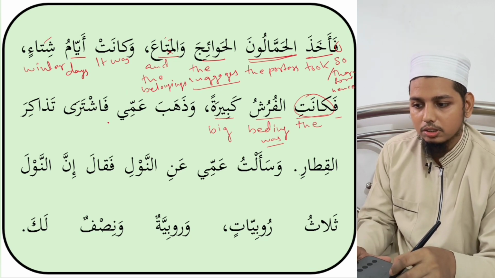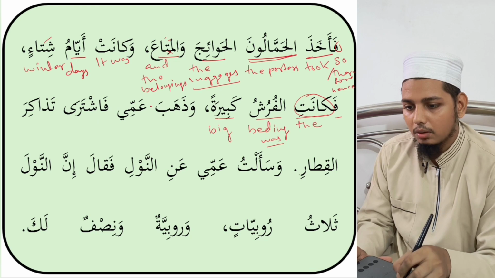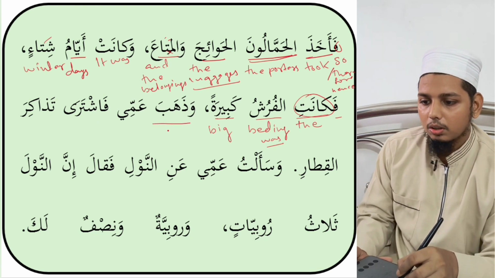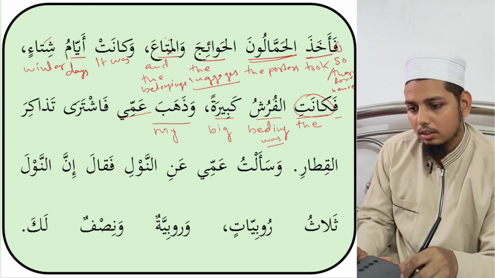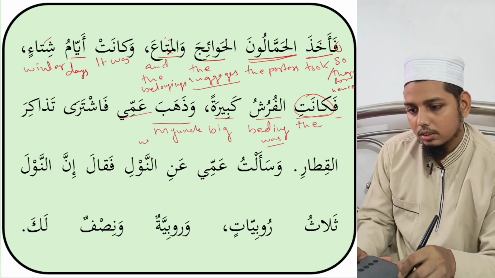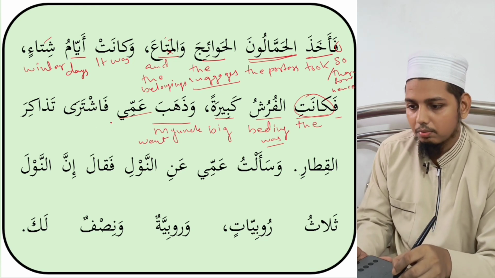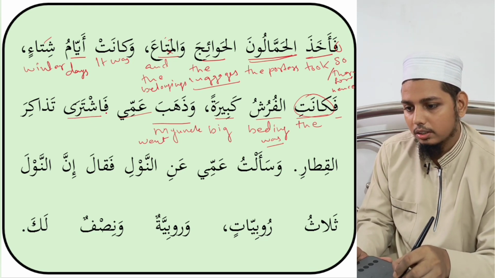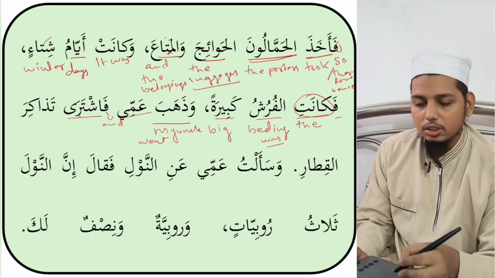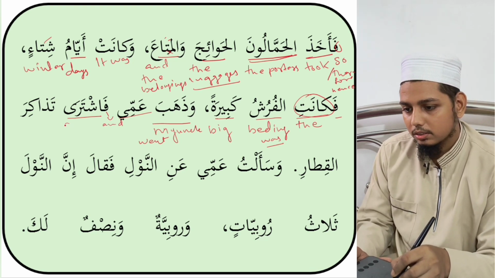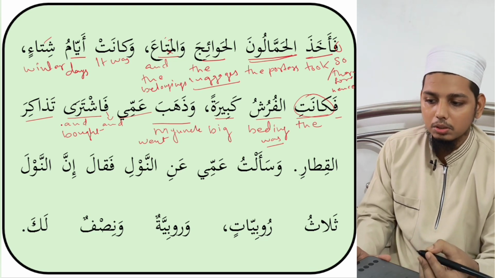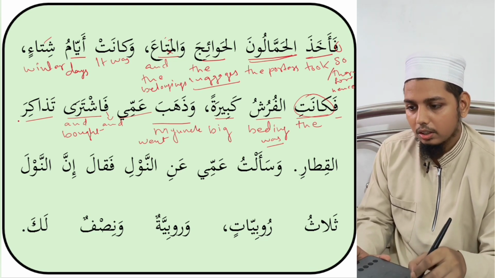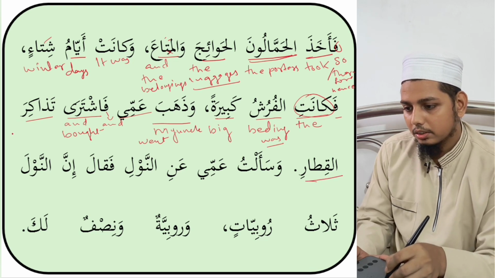وذهب عمي فاشترى تذاكر القطار. ذهب يذهب ذهابا, it means to go. Who goes? Ammi, my uncle went, because it is in the past form. Fashtara, ishtara yashtari ishtira'an means to buy, and bought tazakir. Tazakir is the plural form of tazkira, it means ticket. Tazakir al-qitar, train tickets.